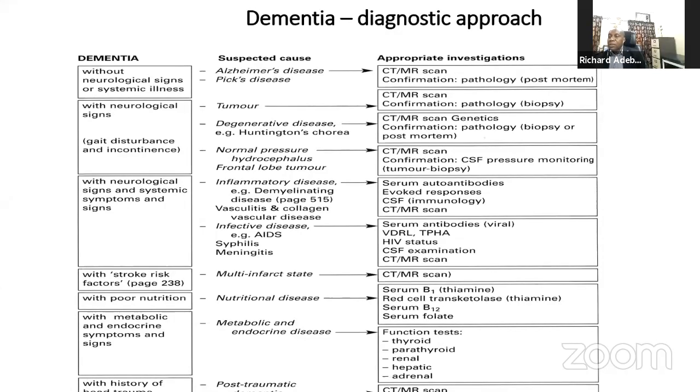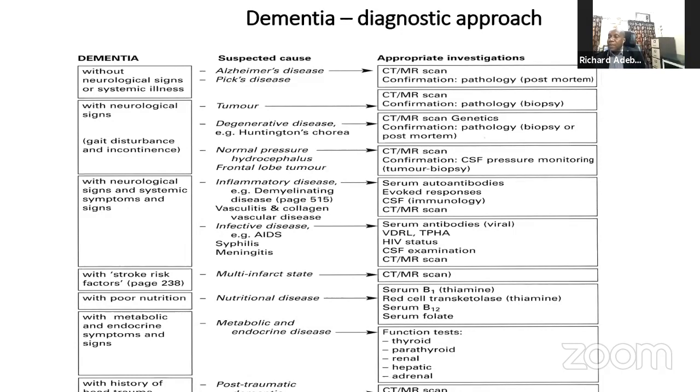If there are neurological signs like gait disturbance and incontinence, as I said earlier, we also think of normal pressure hydrocephalus, frontal lobe tumors, Huntington's chorea. So you can see, by and large, most of these patients will need either a CT scan or MRI. If we are thinking of vascular dementia, we would like to do more of CT scan. But if we think of Alzheimer's, MRI, magnetic resonance imaging, is preferred in this case.